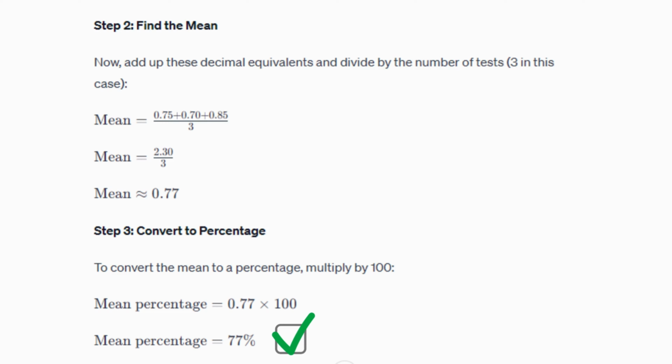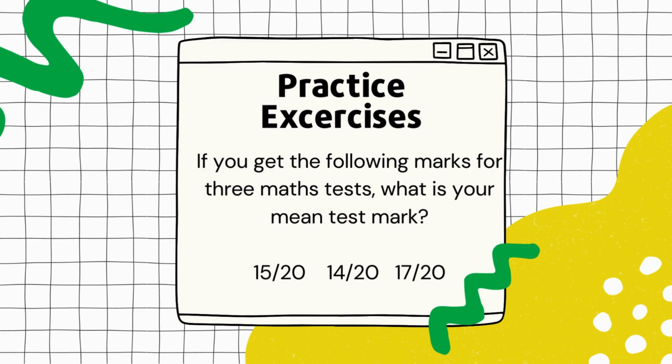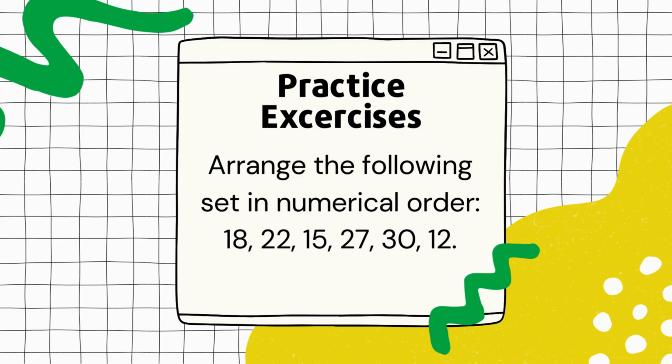So if you're using the decimal, what you're going to do is convert the mean to a percentage by multiplying by 100. So you say 0.77 by 100, and the mean percentage would have been 77%. So you see how easy that was? So just from these fractions, just from these test marks, we could find out what was the mean percentage of whatever that student's grades were. And we got 77%, right? How about we do some arranging?